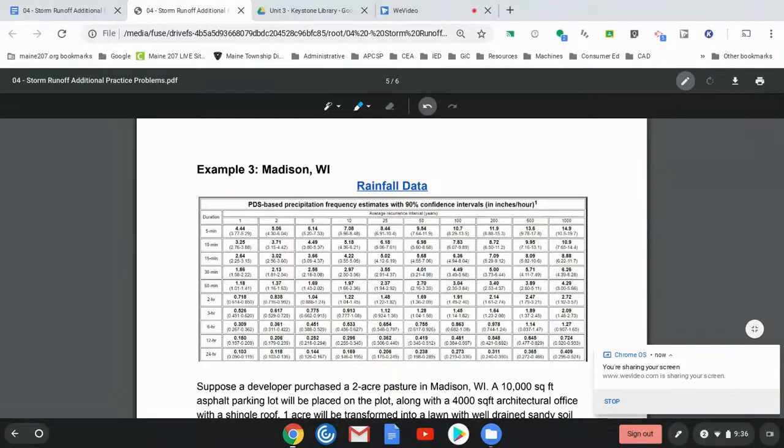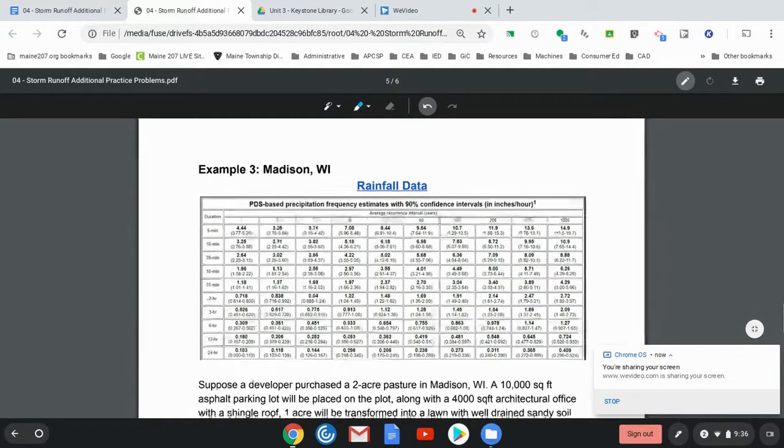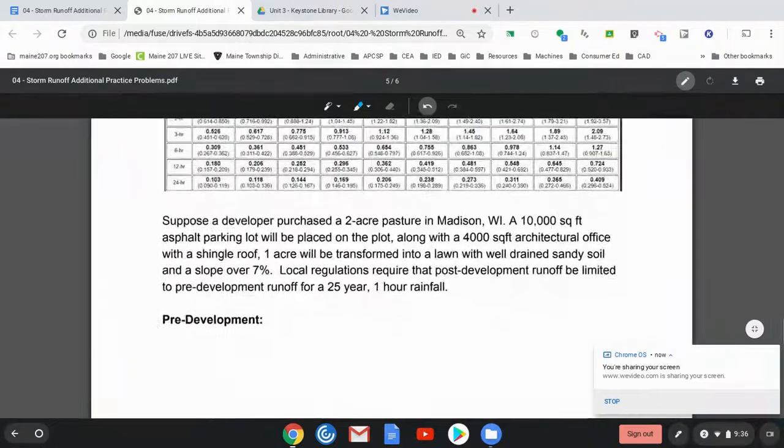So now we're going to go over the last practice problem. This one is going to be located in Madison, Wisconsin. So here's the rainfall data for that. The site is, let's see, 2 acres to start with of pasture land in Madison, Wisconsin.